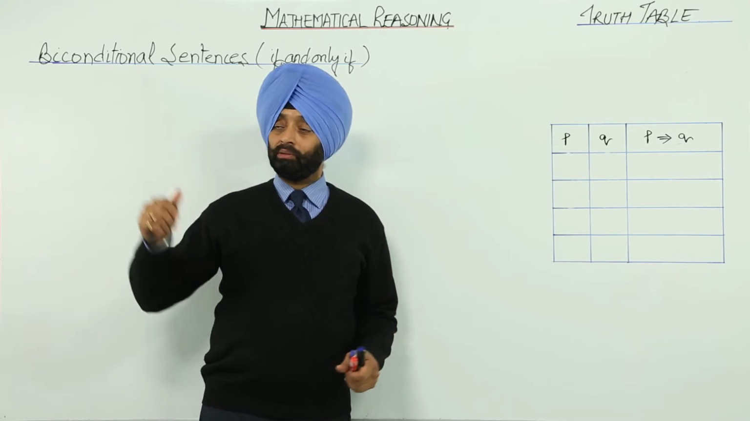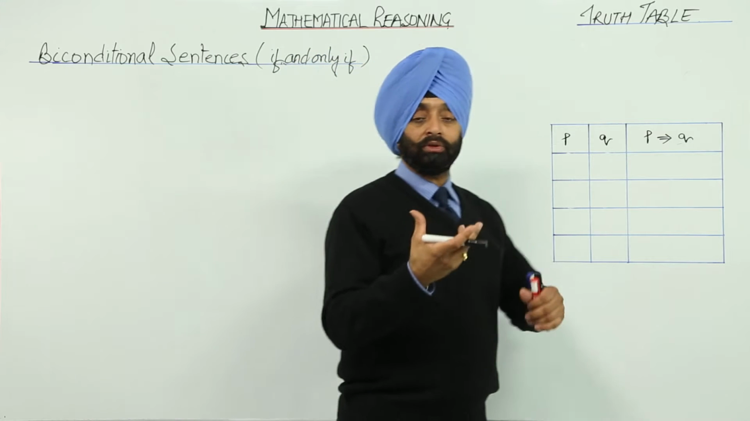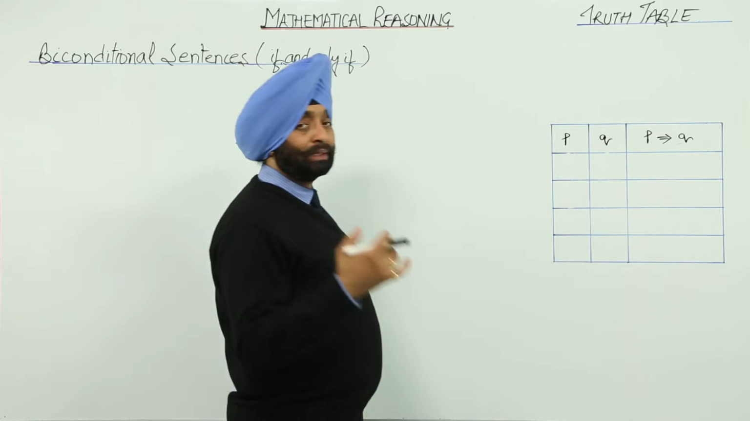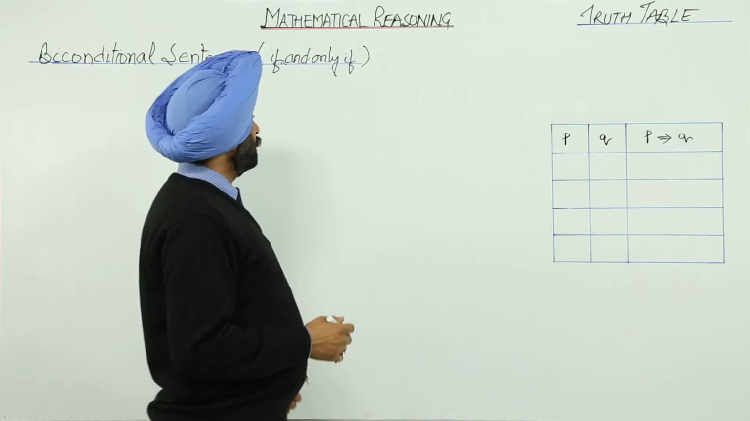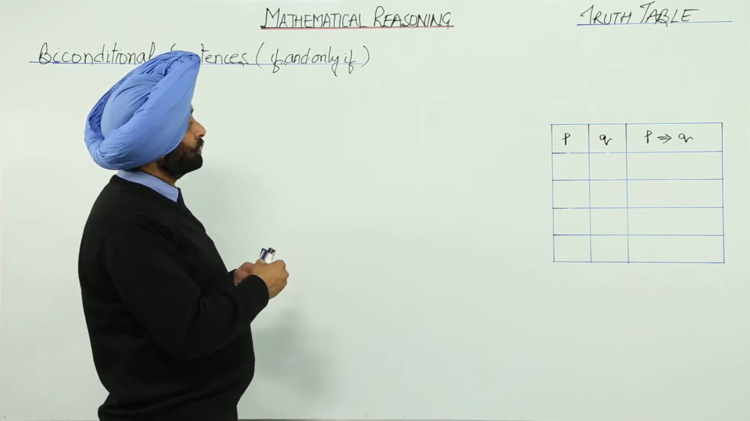Now, the truth table for the biconditional. In the biconditional, the phrase we were using was "if and only if." So we have gone through the biconditional sentences. Now just going for the truth table.